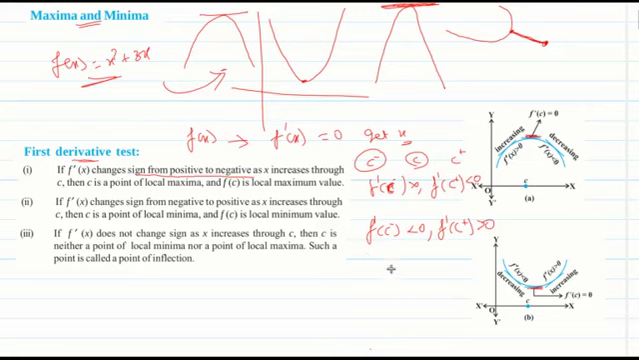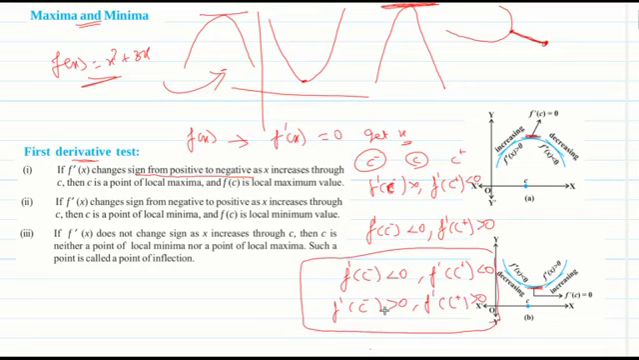If you don't find any changes, that means f dash of c minus is lesser than 0 and f dash of c plus is also lesser than 0. Another case, f dash of c minus is greater than 0 and f dash of c plus is also greater than 0. We don't find any sign changes, it remains the same. So there is no maximum nor minimum. That point c is called the point of inflection. So this is how we should do the first derivative test to check whether c is a maximum or not.